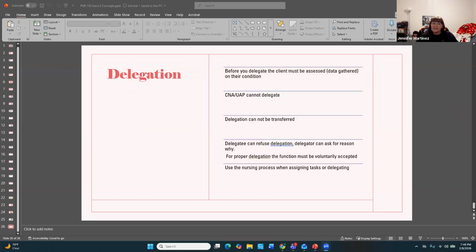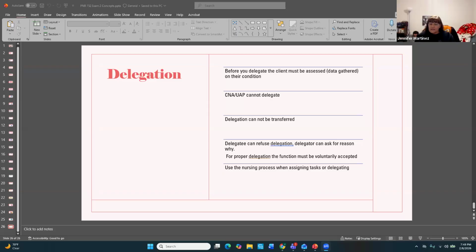So before you delegate, the client must be assessed. You can only delegate to stable clients. CNAs and UAPs cannot delegate. Delegation cannot be transferred. So if you ask your CNA to go get vital signs, they can't in turn ask another CNA to get those vital signs. They have to perform the task themselves.